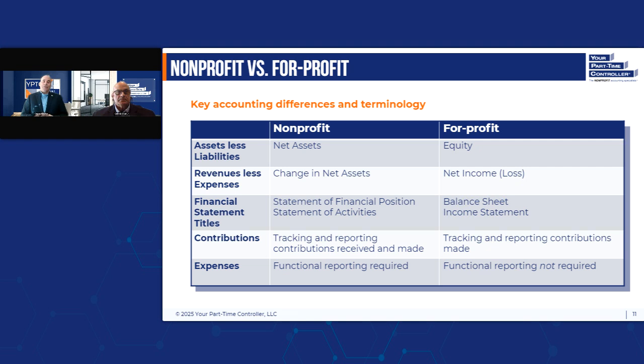One of the major differences between for-profits and nonprofits is contributions. For-profits can certainly make contributions, but only nonprofits can make and receive contributions. In terms of expenses, the way we handle expenses is virtually the same in both for-profits and nonprofits. In the for-profit world, we just report our expenses in the statement of activities or the income statement. In the nonprofit world, we have to do that, but we also have to do a separate functional reporting of expenses. We'll talk a little bit about that shortly.